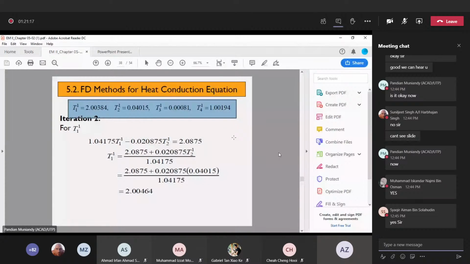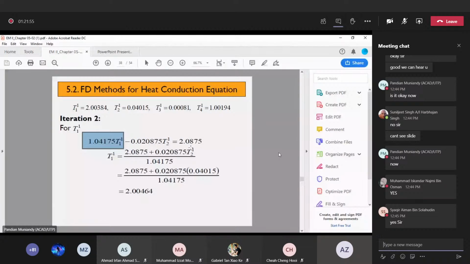T1 2.00384, T2 0.04015, T3 0.0081, T4 1.00194. So you use this to calculate T11 for iteration 2. So T11, the same equation. You already constructed the equation. That equation, you cannot change. So 1.04175 T11 minus 0.020875 T12 equals 2.0875.